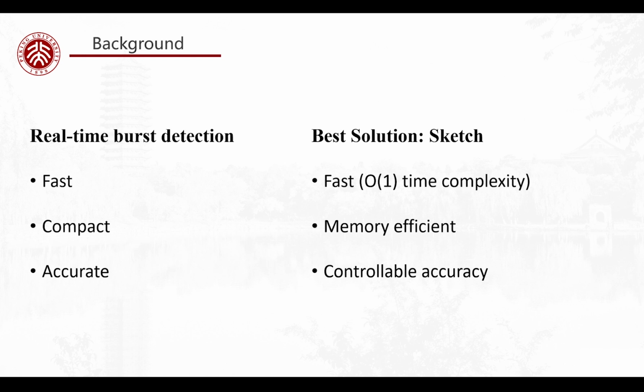To satisfy these design goals, we believe a kind of probabilistic algorithm, sketch, is the best solution. A sketch's insertion speed and query speed are very fast. The time complexity is O(1). Sketches are extremely compact, and their accuracy is controllable. It means that when we think the sketch's accuracy is not high enough, we can give it more memory to raise its accuracy.